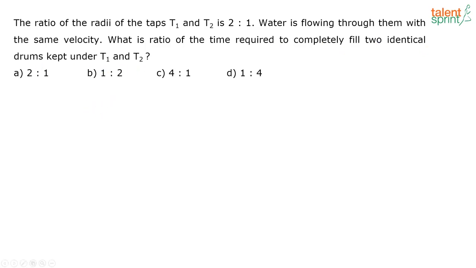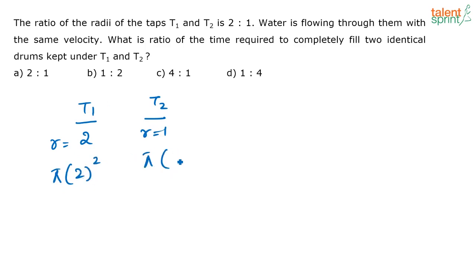So there are two taps here, T1 and T2. The radii of the two taps are in the ratio 2:1. So if the radius of the first tap is 2, the radius of the second tap is 1. What is the area of the first tap? It is nothing but pi into 2 squared. The area of the second tap is pi into 1 squared. So 4 pi and 1 pi.